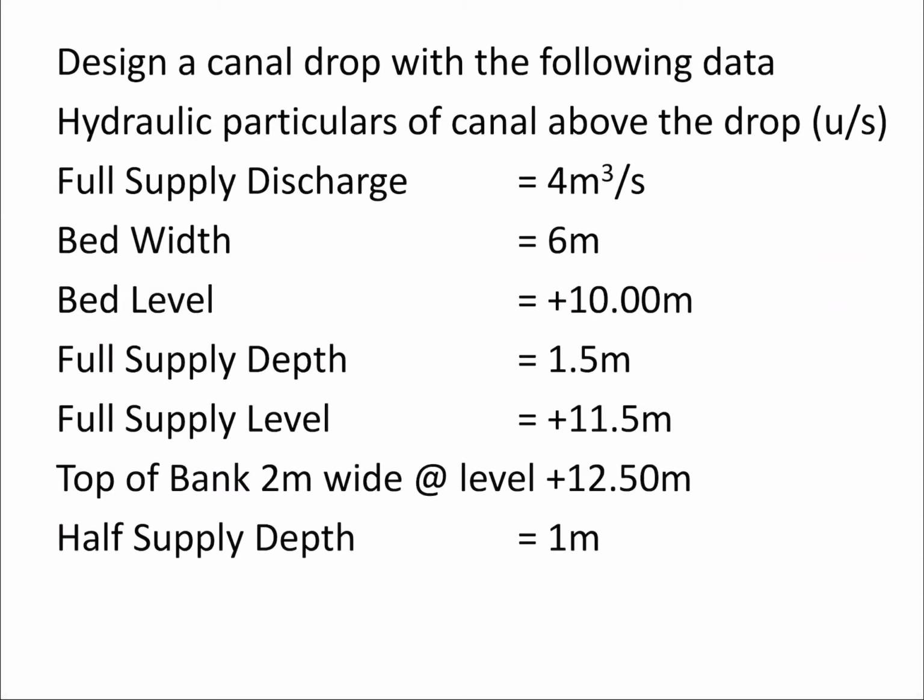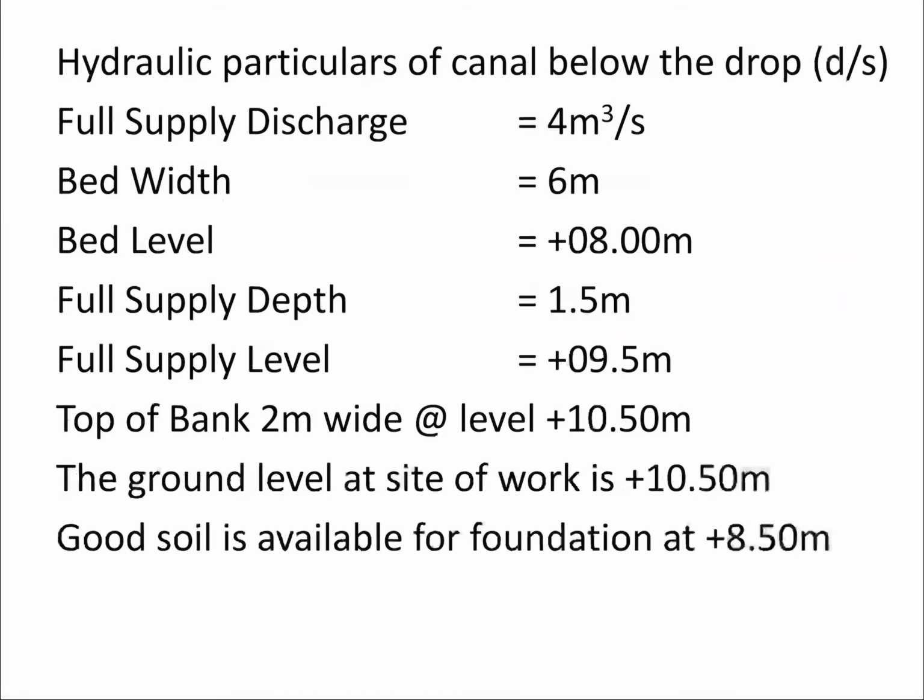Okay, design a canal drop with the following data. Hydraulic particulars of canal above the drop, that is upstream side. Full supply discharge is equal to 4 meter cube per second. Bed width is equal to 6 meter. Bed level is equal to 10 meter. Full supply depth is equal to 1.5 meter. Full supply level is equal to 11.5 meter. Top bank 2 meter wide at a level of 12.5 meter. Half supply depth 1 meter.